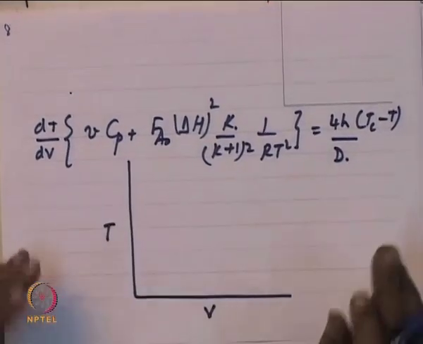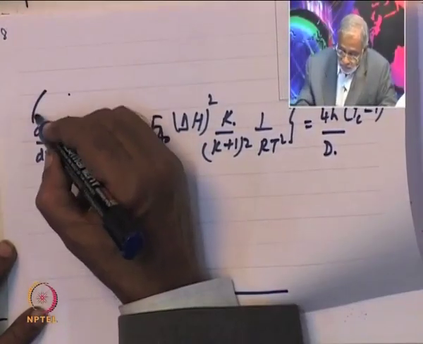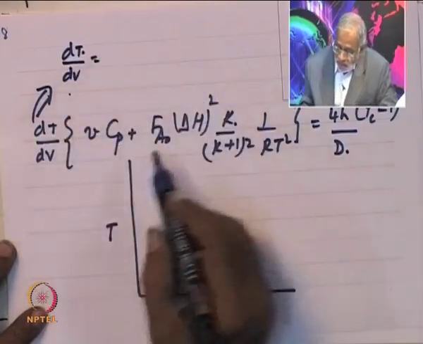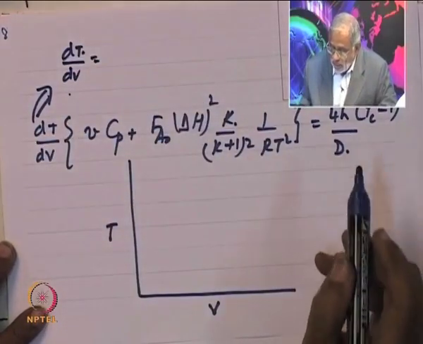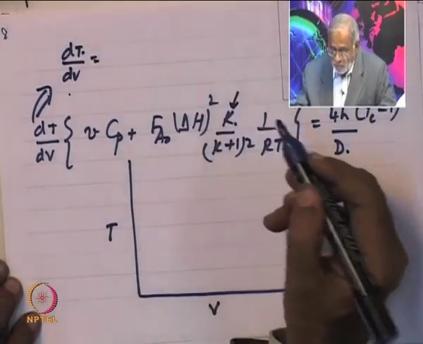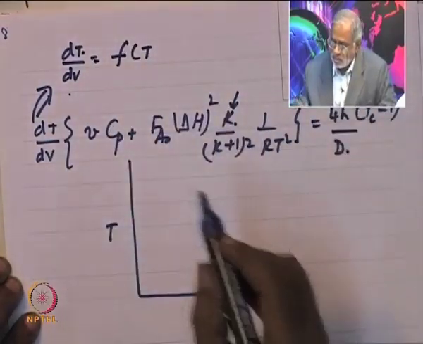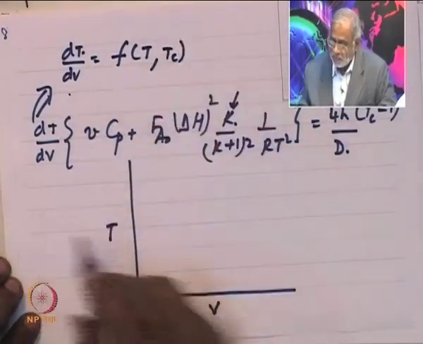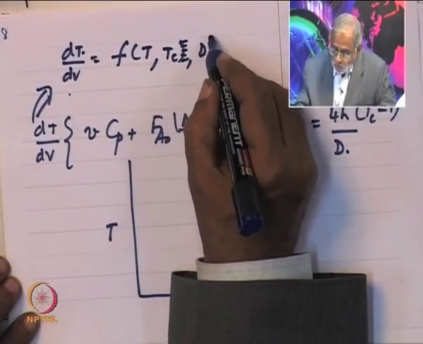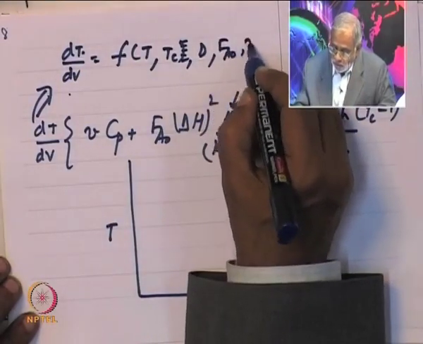Now, this differential equation I have to solve. Notice here that I can write this, I am putting it here: dT/dV equal to what? I can take it to the other side. So, essentially dT/dV is a function of k, which is a function of temperature. So, it is essentially a function of temperature. On the right hand side, everything is a function of temperature and Tc. And of course, it also depends upon the tube size, then F_A0 and then volumetric flow.